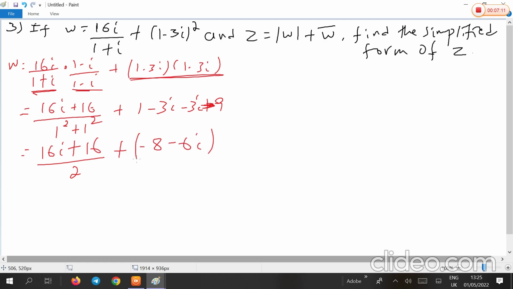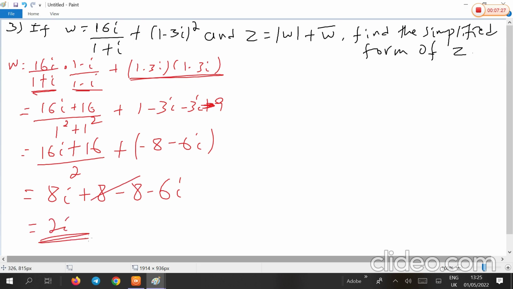So 16i over 2 is 8i. 16 over 2 is 8, minus 8 minus 6i, which is equal to 8i minus 6i, which is 2i.